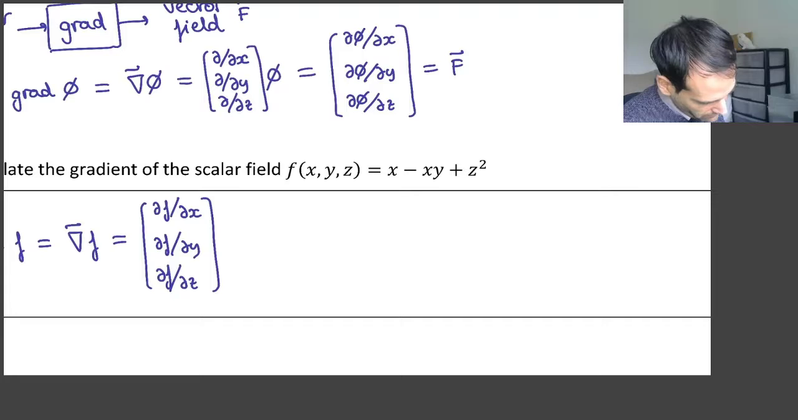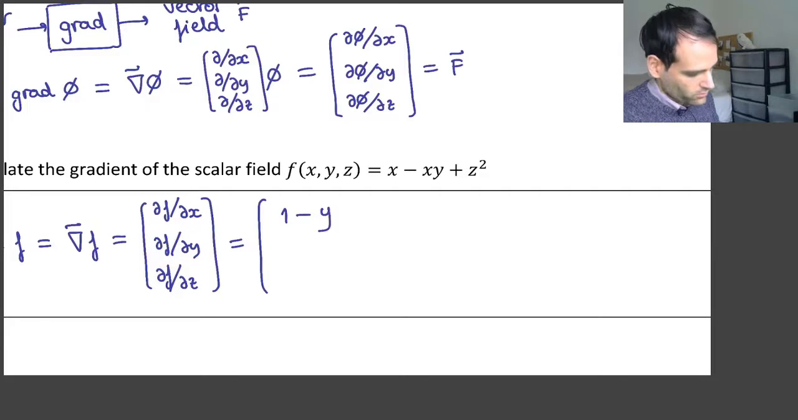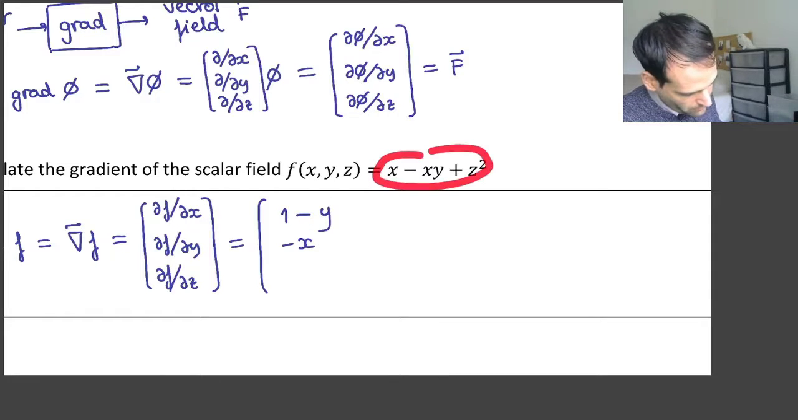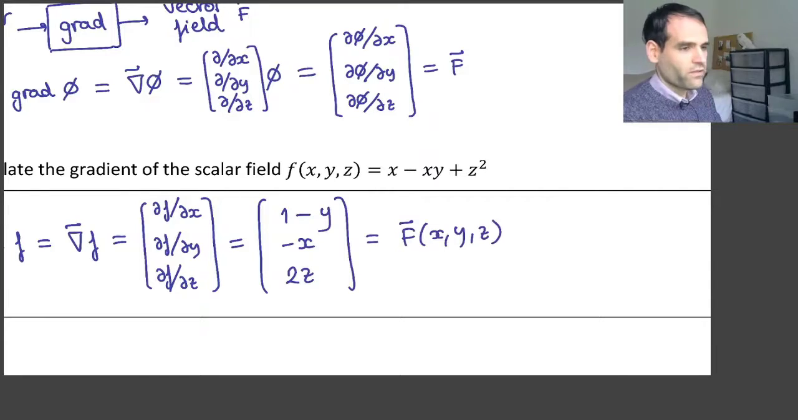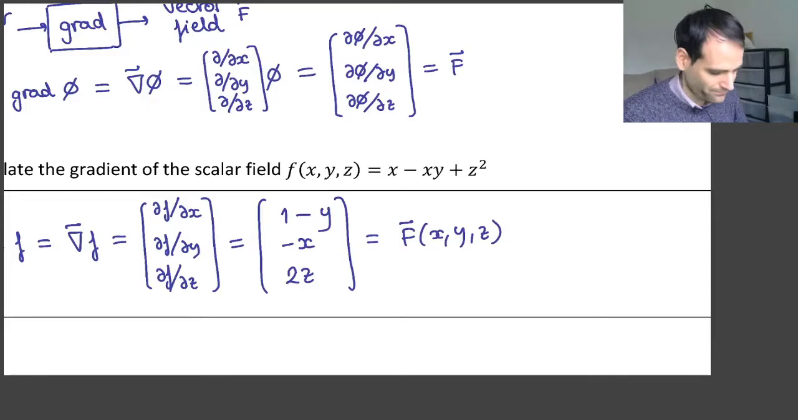So we can do the partial derivatives. So what is the partial derivative of f with respect to x? It's going to be 1 minus y. What is the partial derivative of f with respect to y? It's going to be 0 minus x plus 0. And what is the partial derivative of f with respect to z? It's going to be 0 plus 0 plus 2z. And this is it. This is your vector f, which depends on x, y, and z. And this is called the gradient.